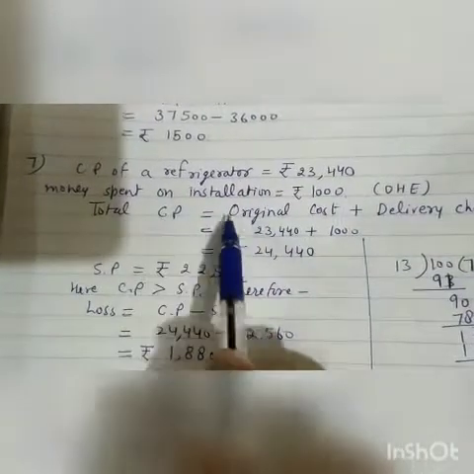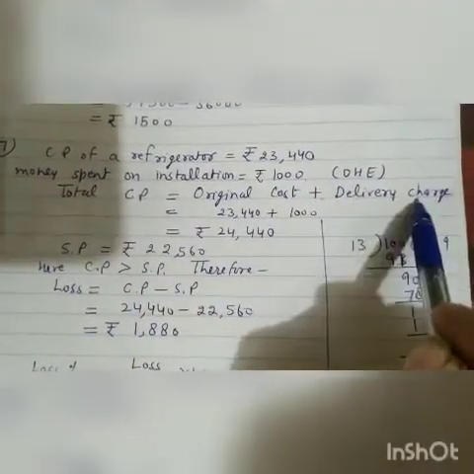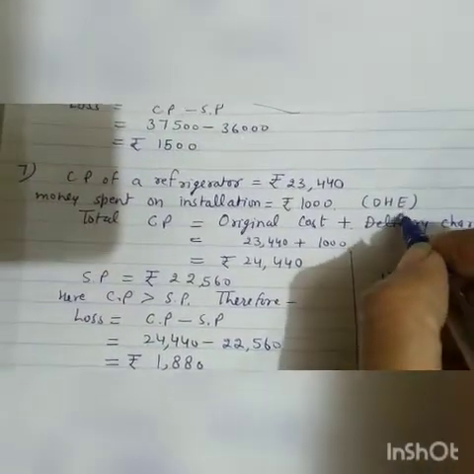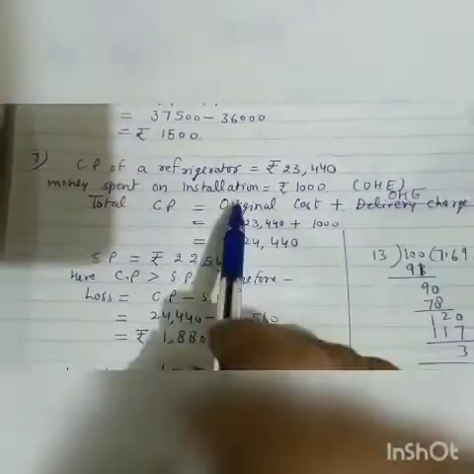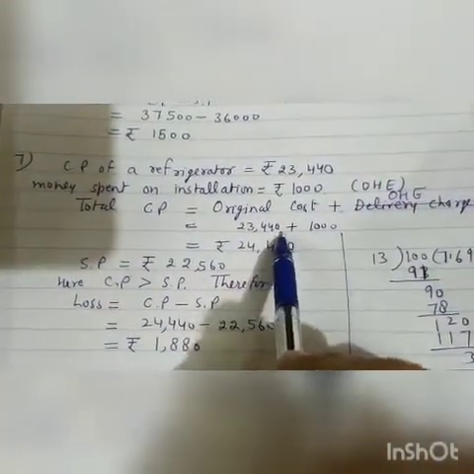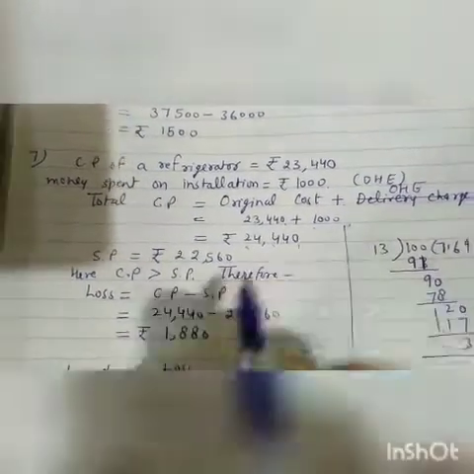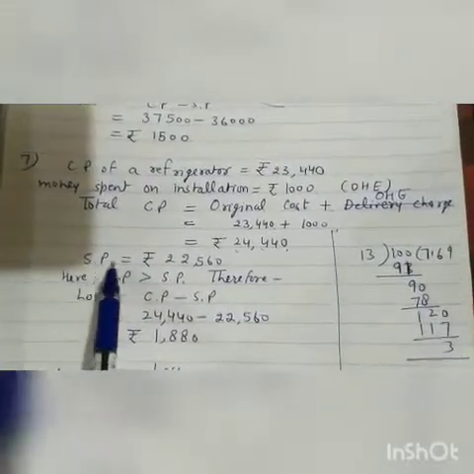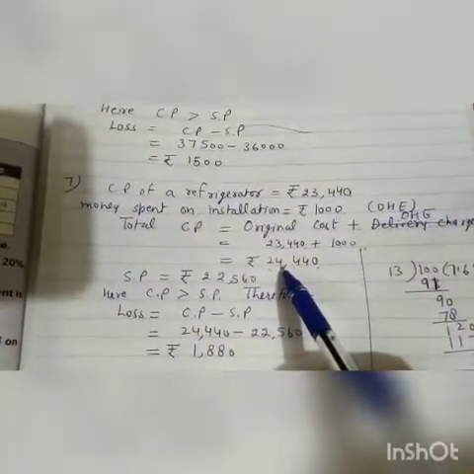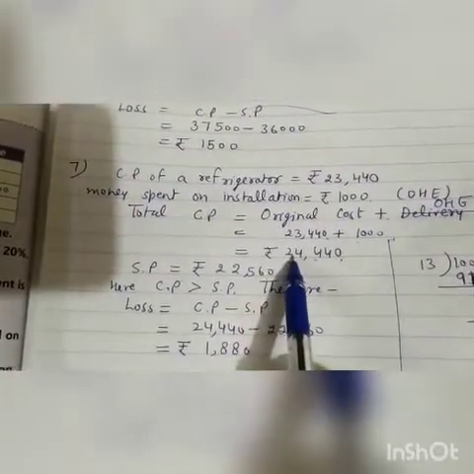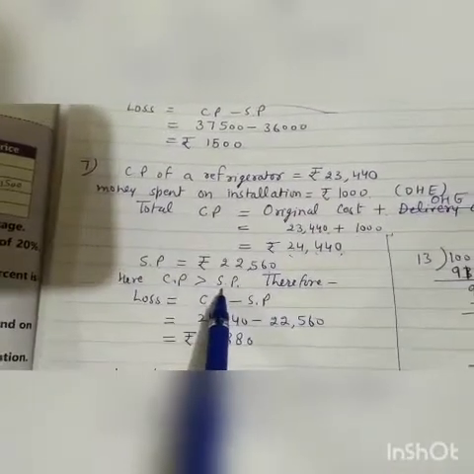Now total cost price is equal to original cost plus delivery charges, or we can write here overhead expenses. So original cost 23,440 plus 1,000 is 24,440. Now selling price is 22,560, which is given here. See, this is cost price 24,440 and selling price 22,560. So cost price is greater. Here cost price is greater than selling price.